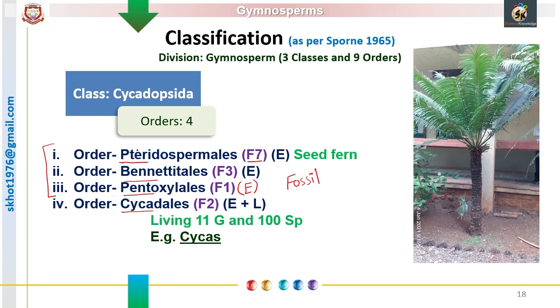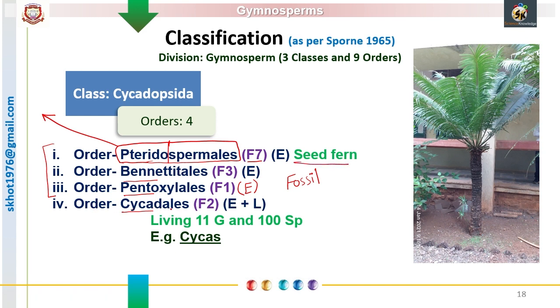The most primitive order is Pteridospermales. The name itself suggests that these are plants which resemble pteridophytes. Pterido indicates the resemblance with pteridophytes, and as they bear seeds, they are called Pteridospermales. The members of Pteridospermales are called seed ferns.